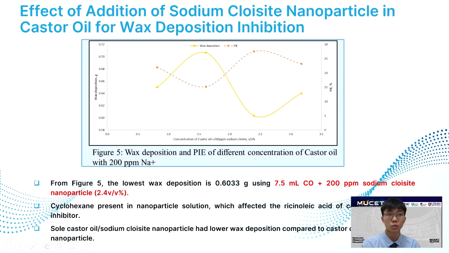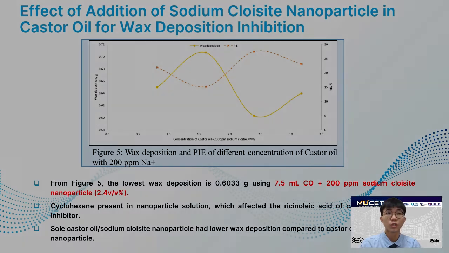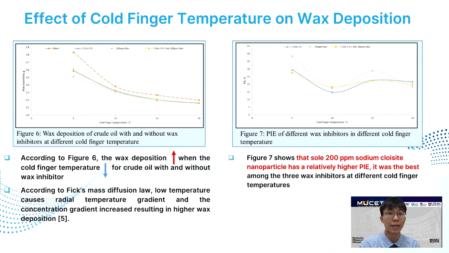Next is the effect of adding sodium chloride nanoparticle, 200 ppm as obtained before, to the different concentrations of castor oil. From Figure 5, we can see that the lowest wax deposition is using 7.5 milliliters of castor oil together with 200 ppm of sodium chloride nanoparticle. So the volume of CO used is actually higher than the sole castor oil wax inhibitor. This is probably due to the cyclohexane present in the nanoparticle, which affected the ricinoleic acid as the wax inhibitor.